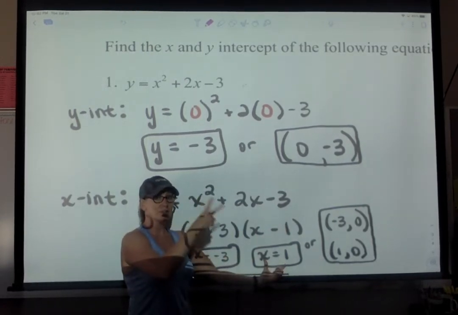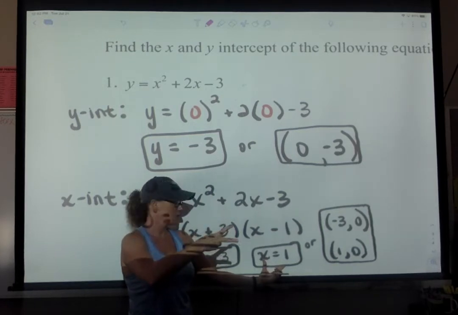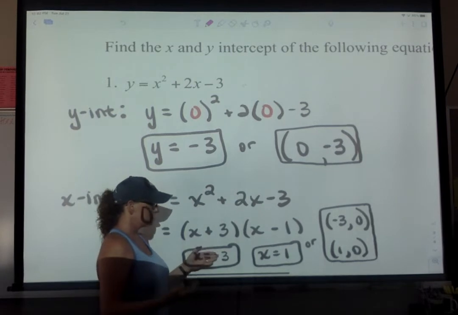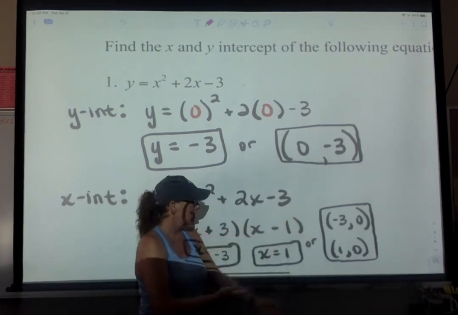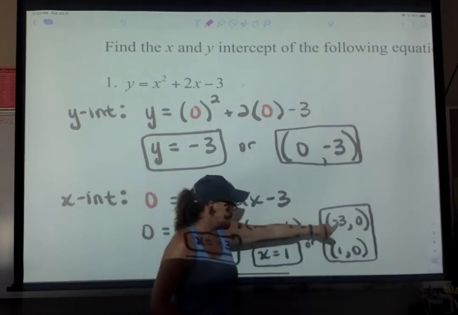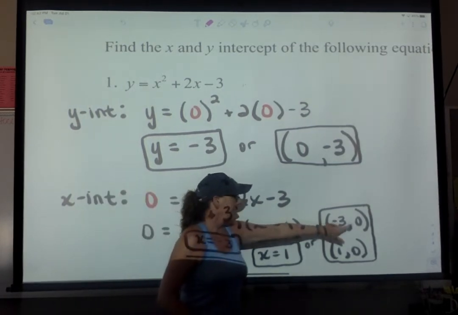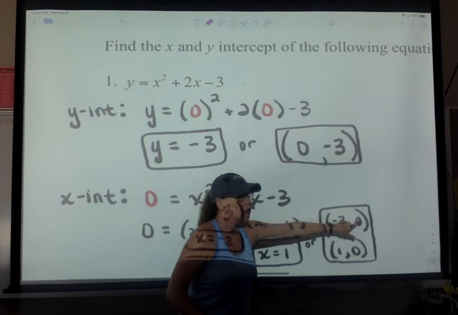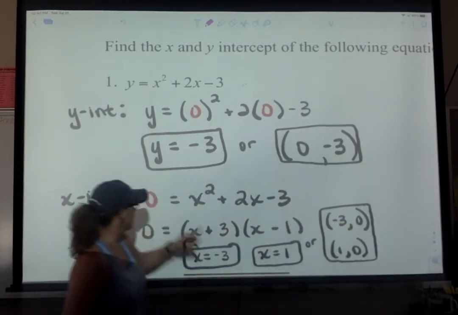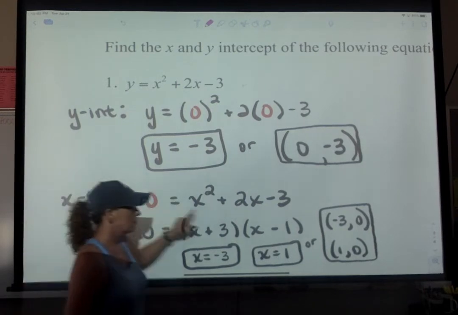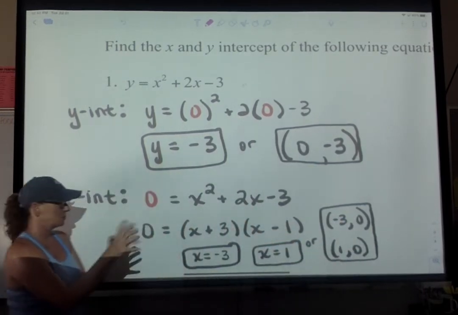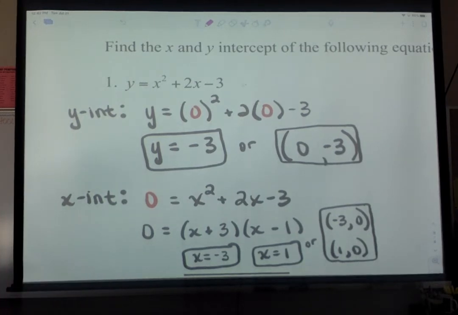This graph has two x-intercepts, two distinct points. So if you want to write them as ordered pairs, that's fine. Make sure that this goes in the x spot, and whatever y you used to get this has to go in the y spot. And remember, we used 0 for y. So if you write it in an ordered pair, make sure you get those correct.